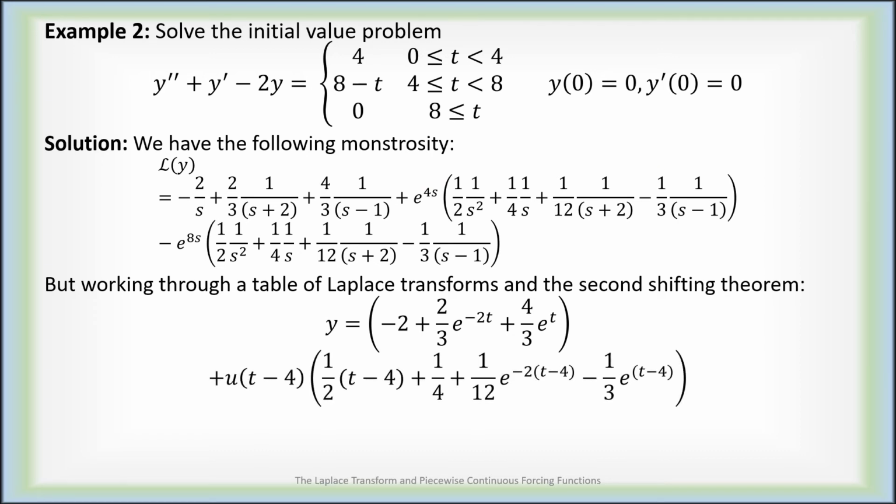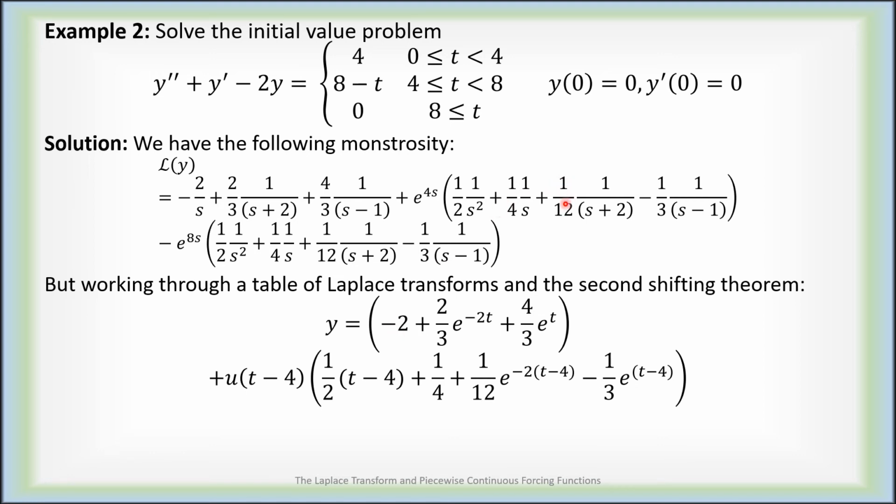So this 1/2 stays there. The inverse Laplace transform of 1 over s squared would typically be t. But since it's being multiplied by this exponential, I get a step function and a t minus 4. Similarly, the inverse Laplace transform of 1 over s would typically just be the constant 1. So I get the 1/4, but because it's being multiplied by this exponential, we end up with a step function, a 1/4, and the constant 1 evaluated at t minus 4 doesn't really matter there.